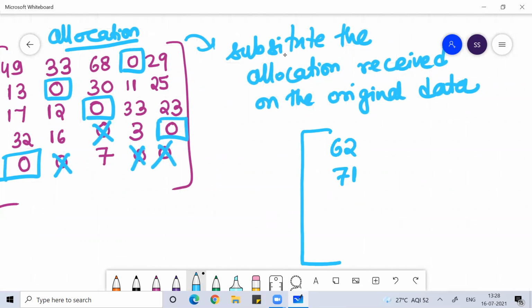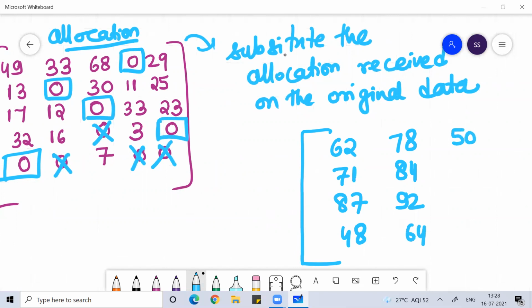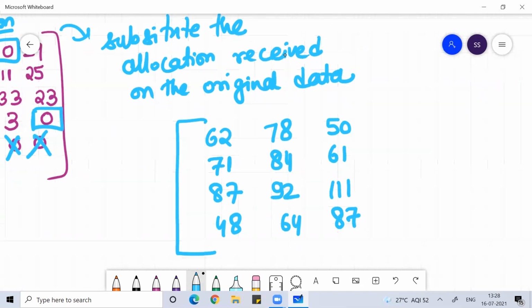Then 62, 71, 87, 48, 78, 84, 92, 64, 50, 61, 111, 87, then 111, 73, 71, 77, then 82, 59, 81, 80.